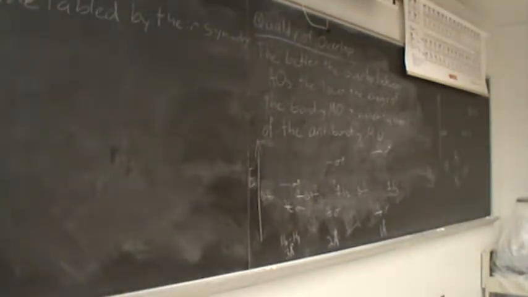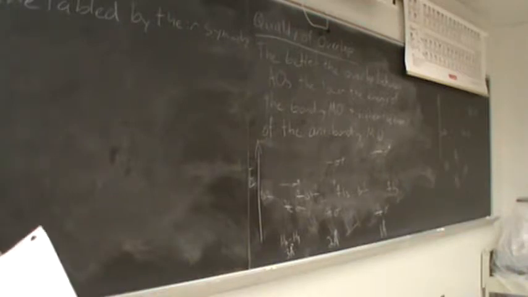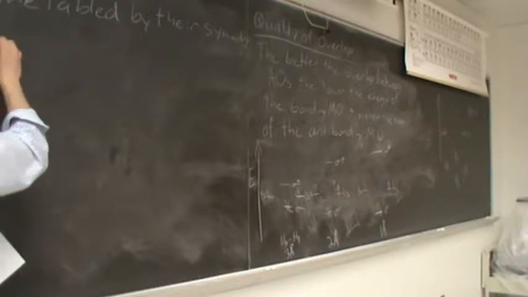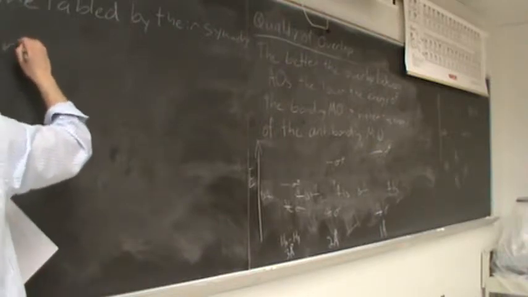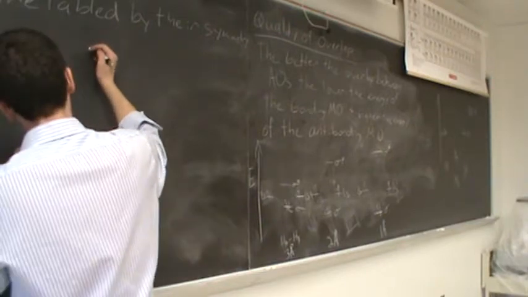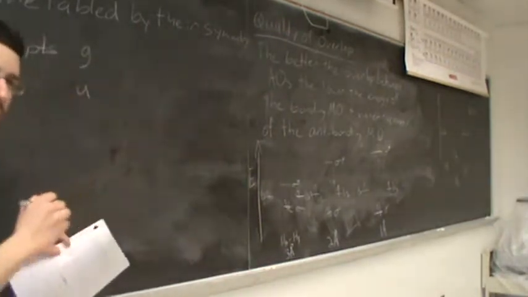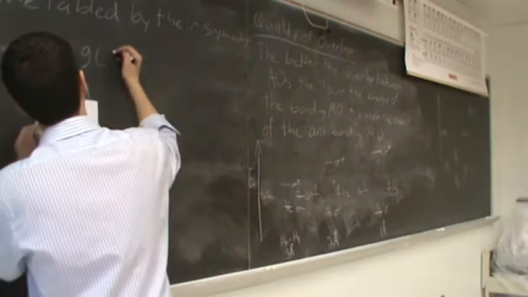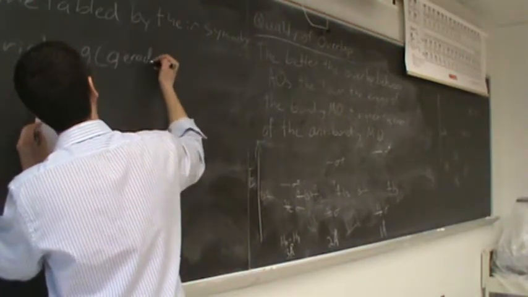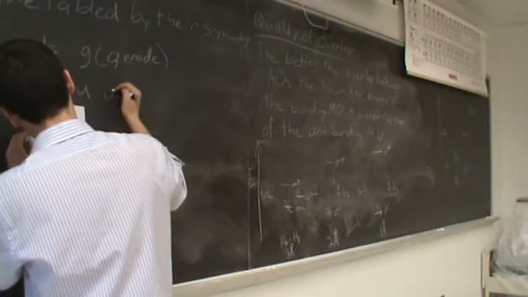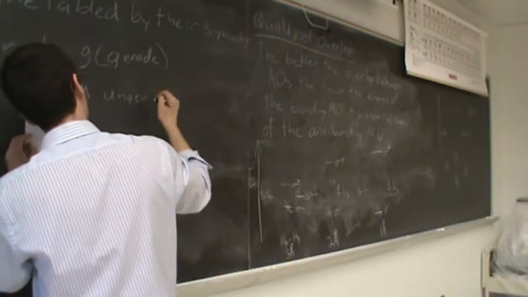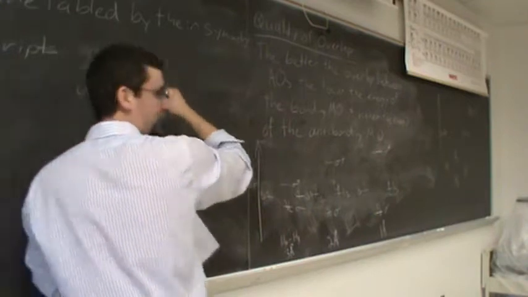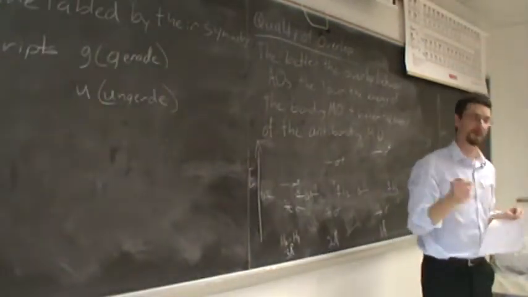So with these qualitative pictures that we're drawing right now, we're going to go with a simple method. We're going to use subscripts, g and u. You remember what those were for again? Yep, in German, right? This is a German word for even, gerade und ungerade. That's what you've heard it said.